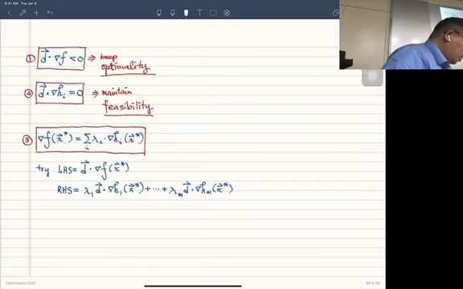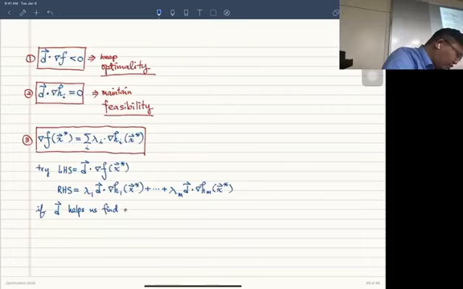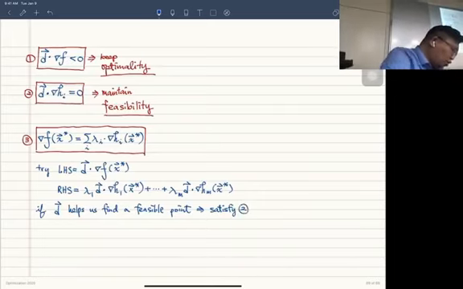If this d will help us find a feasible point, so let's say this d helps us find a feasible point, then we should satisfy the rule number two.